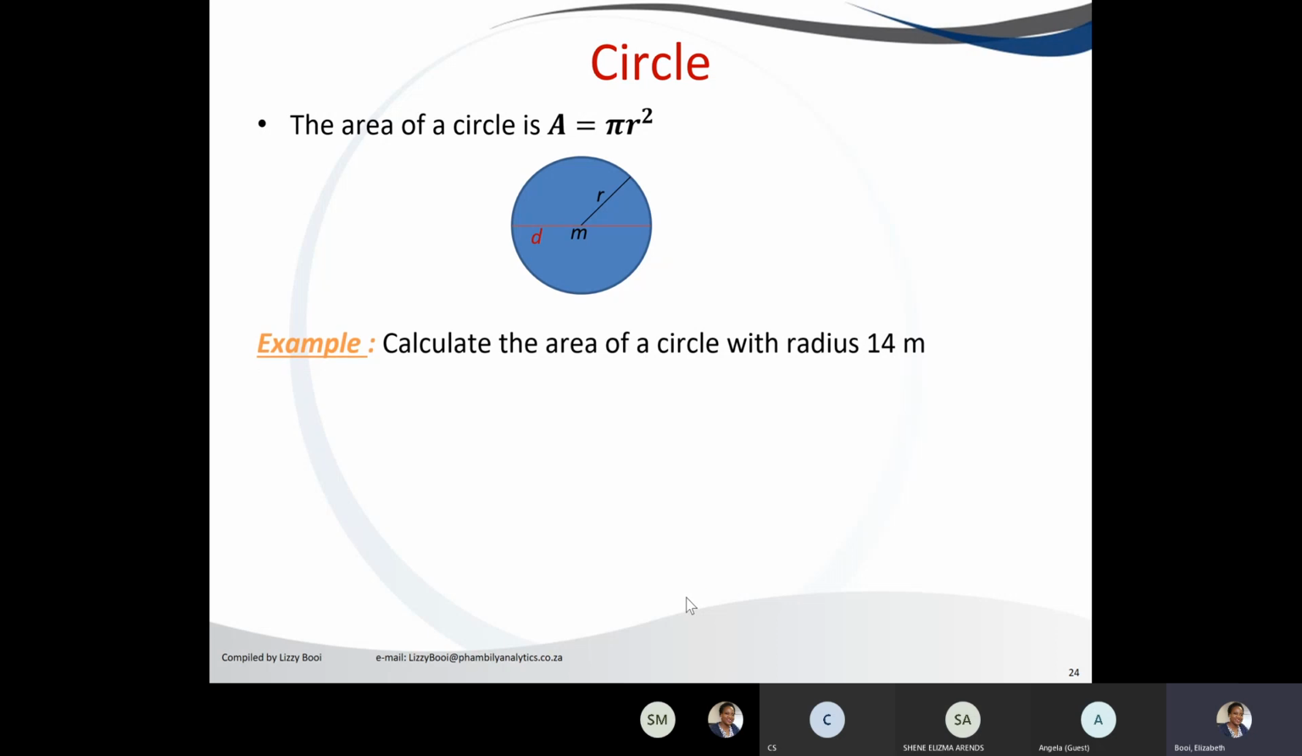If we need to calculate the area of a circle with a radius of 14, we just substitute into the formula. We are given the radius, so A equals pi times 14 squared, which gives us 615.75, and because it's meters, it will be meters squared. And that is how you calculate the area of a regular shape. Any questions?